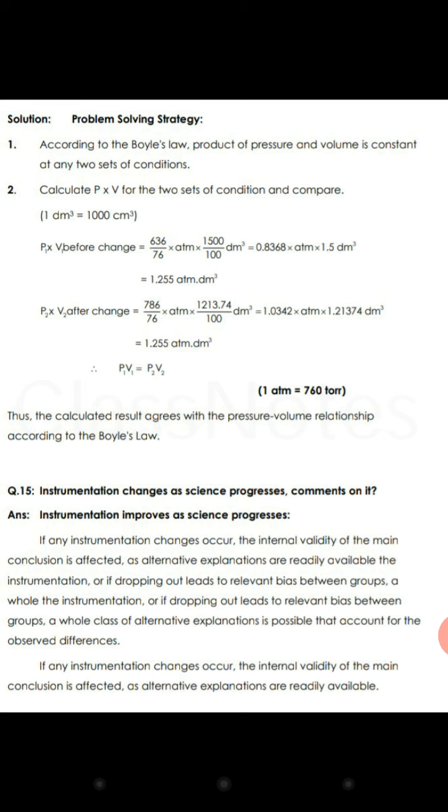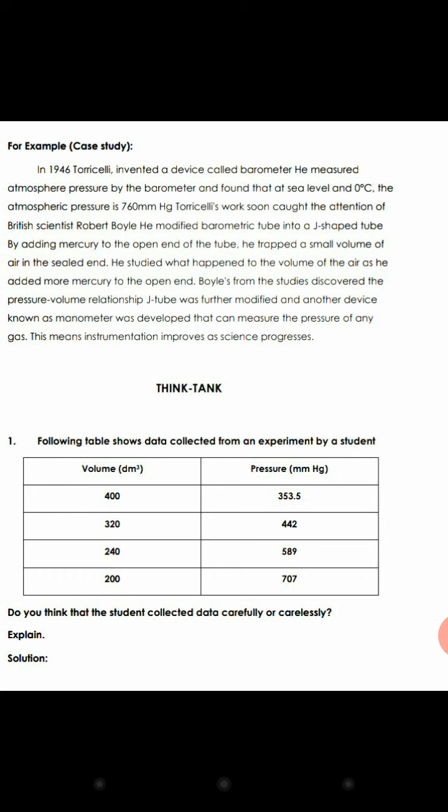It means that whenever we are dropping some old ideas and getting new ideas, new instrumentation, it always helps and makes a great difference between old times and new times, and we are getting that nowadays. Okay, if any instrumentation change occurs, the internal validity of the main conclusion is affected as alternative explanations are readily available. So now, an example case study of Torricelli.